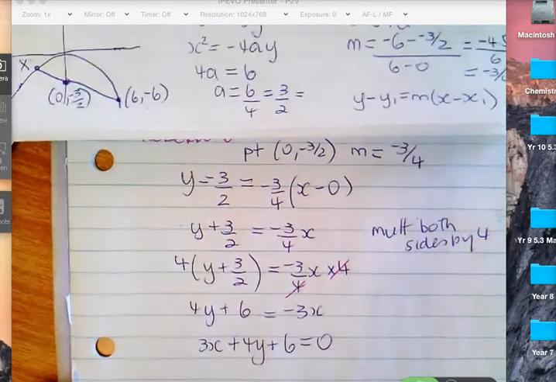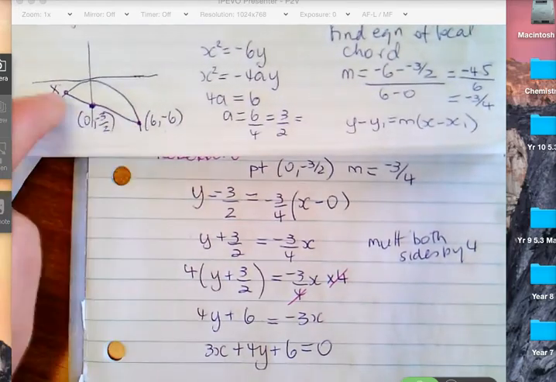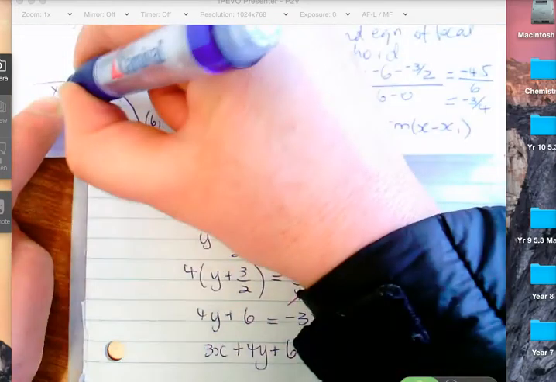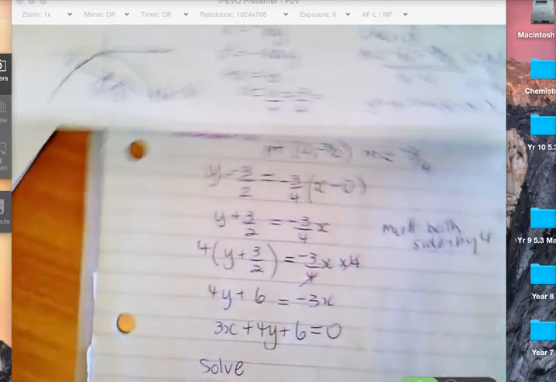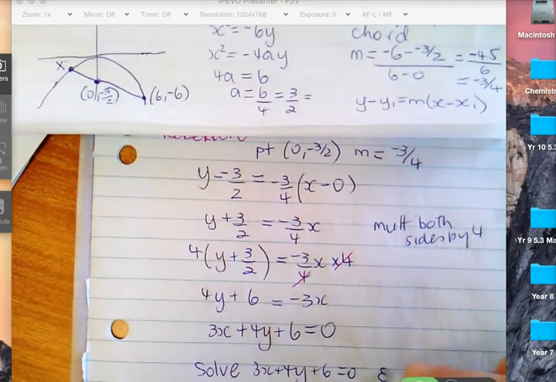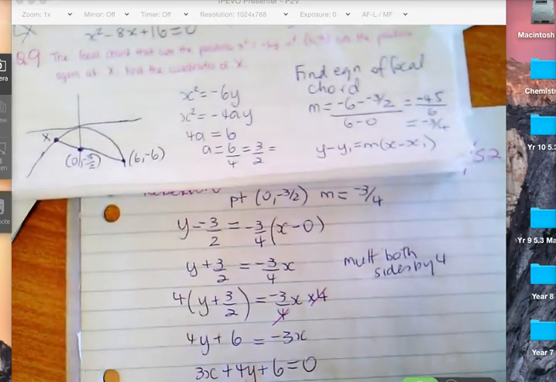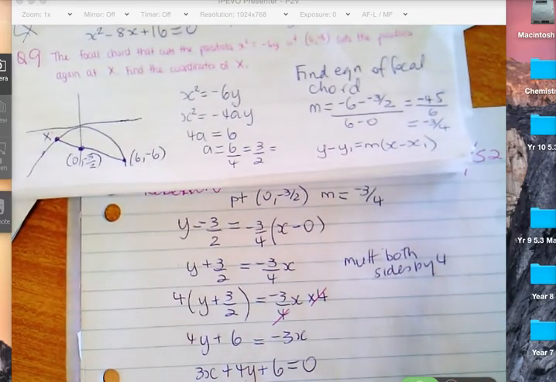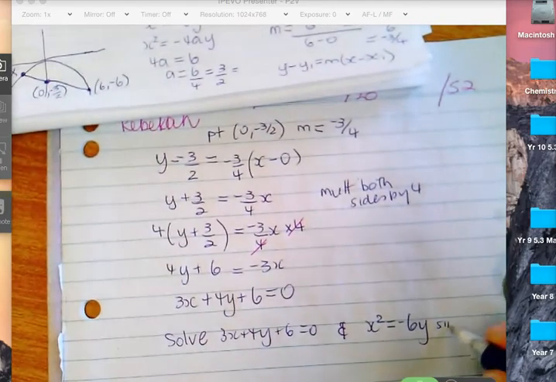Now coming back up here, I'm not finished. That's the equation of that line. I need to know point x. I have to solve 3x plus 4y plus 6 equals 0 and the equation of the parabola, which is x squared is minus 6y, simultaneously. Does that make sense?